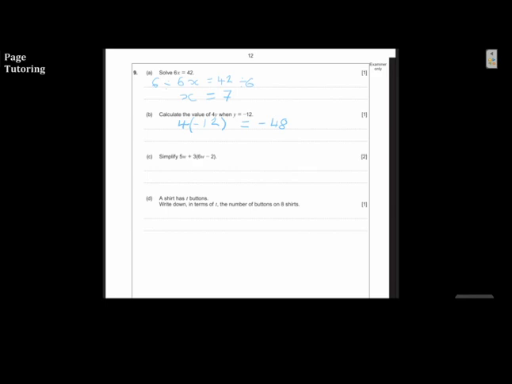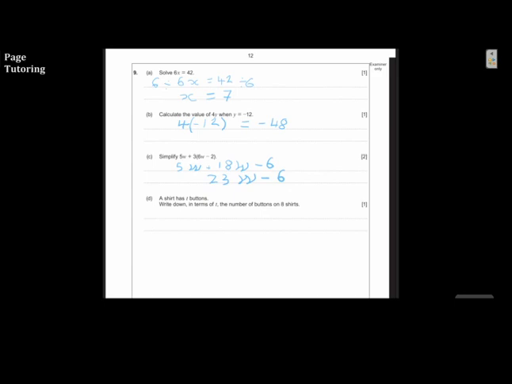Next, we're going to simplify. So simplify just means expand out the brackets, collect like terms. So we've got 5w plus, first we're going to do 3 times 6w, so that's just 18w. And then we get minus 6 from 3 times minus 2. So now we can collect w's together, so that would be 23w minus 6.